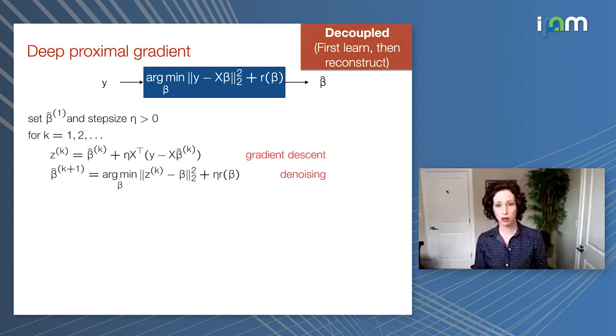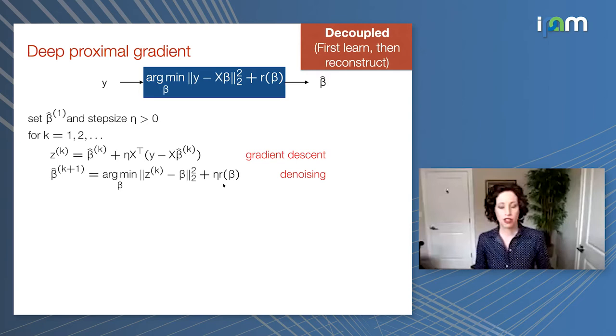So very quickly, I just want to show you an alternative decoupled approach. Imagine that I knew what my regularizer was. Then I might imagine solving this problem, finding a beta hat, by using, for instance, an optimization algorithm like proximal gradient. So at every iteration k, I would take my current estimate and take a step in the direction of the negative gradient of my squared error term. And then I would take the result of that, z_k, and do a denoising step using my regularizer.